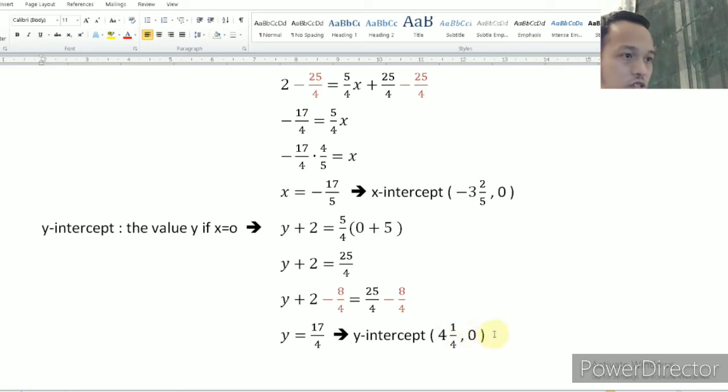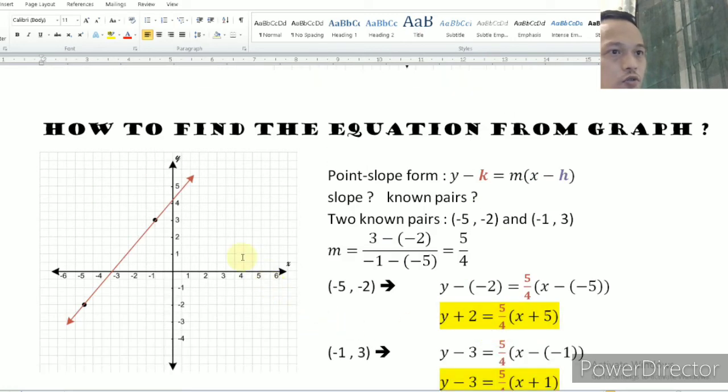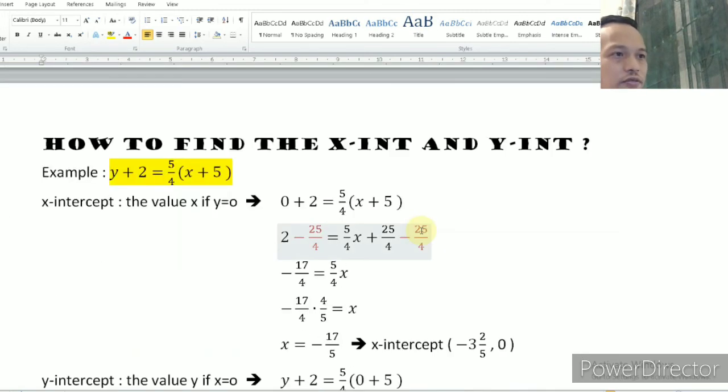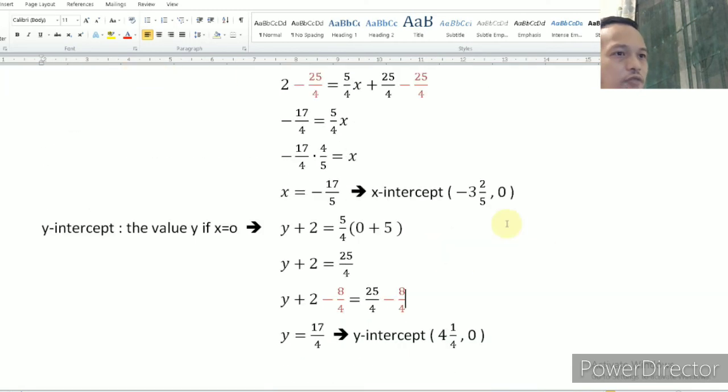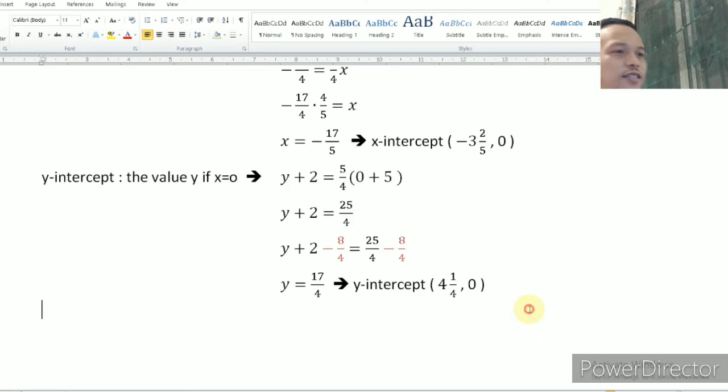So the y-intercept is 0, comma 4.25, positive. Let's check. 4.25. Yeah, it's exactly correct. So how can you really approximate 4.25 from the graph? It's hard. You cannot. So do not use the graph to find the x-intercept and the y-intercept. If it is not clearly visible, you have to calculate to make sure.